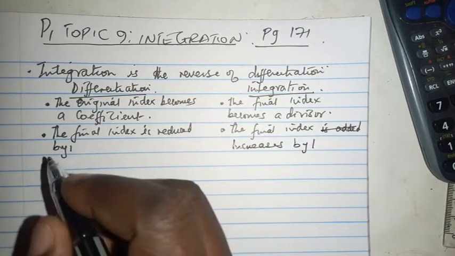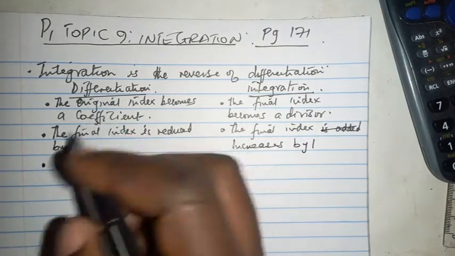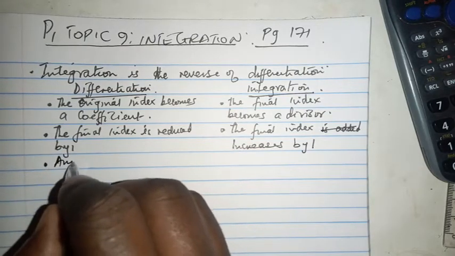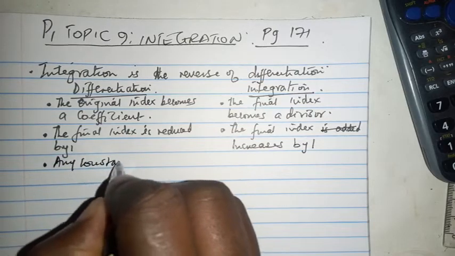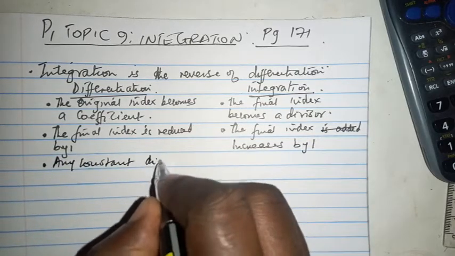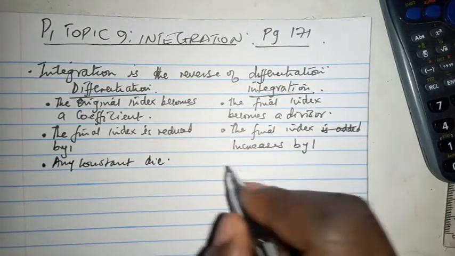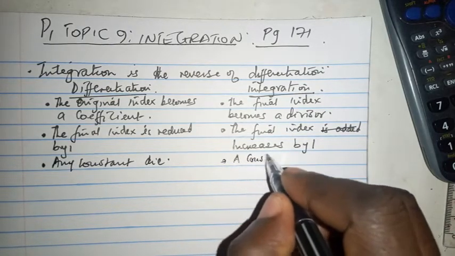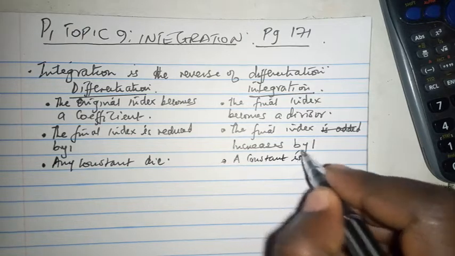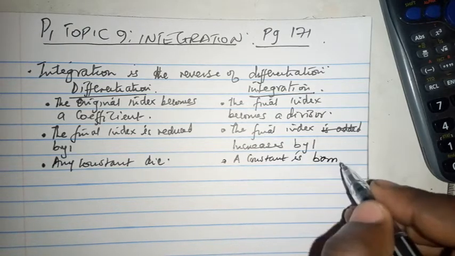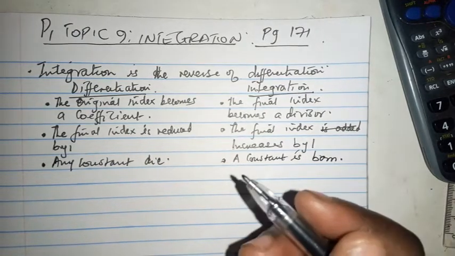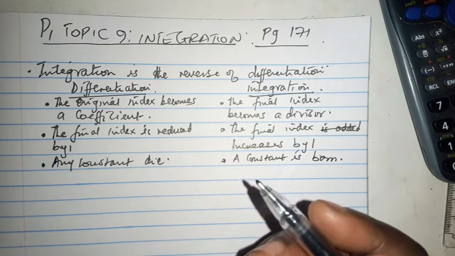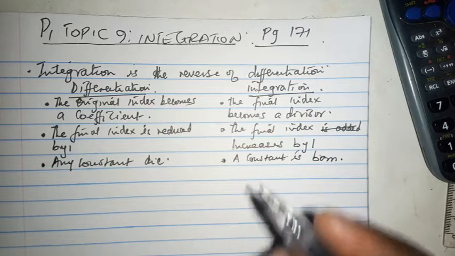Something else that you should have noticed during differentiation: any constant dies, or is eliminated, and here interestingly a constant is born. So those are basically the three differences between differentiation and integration.